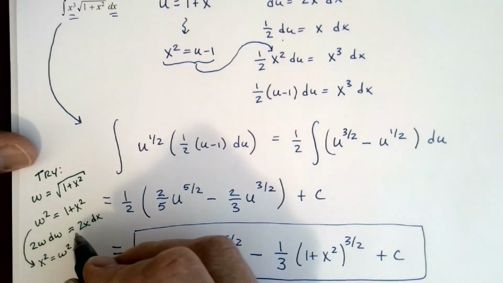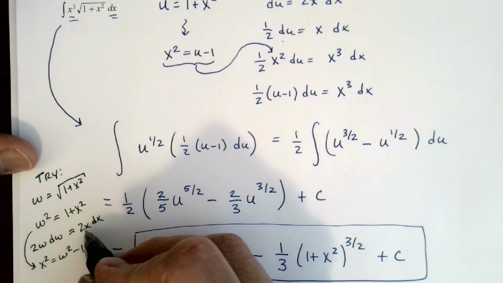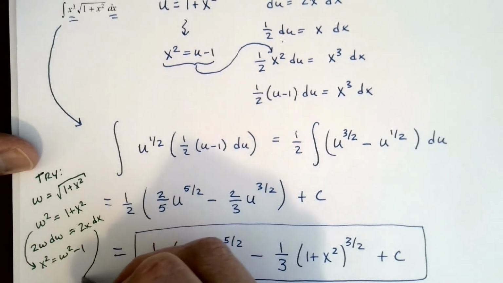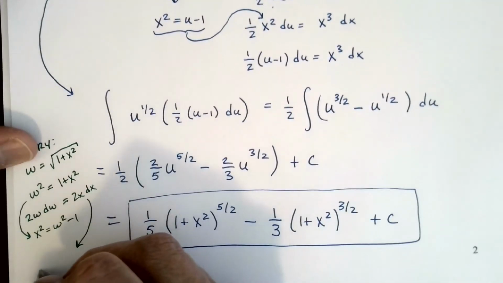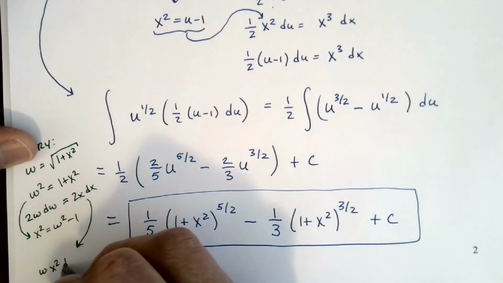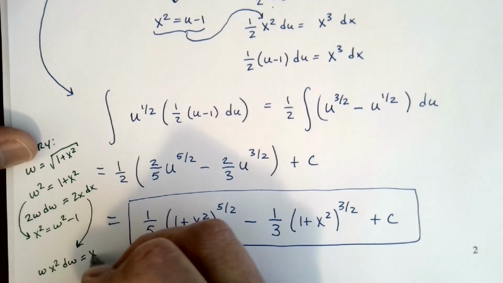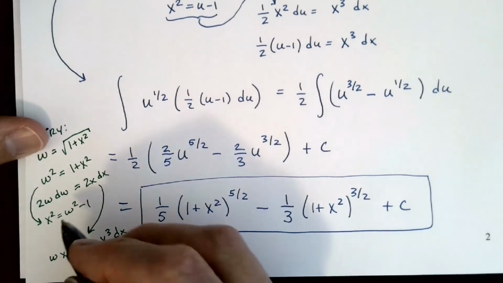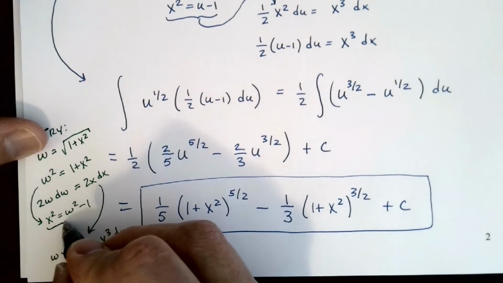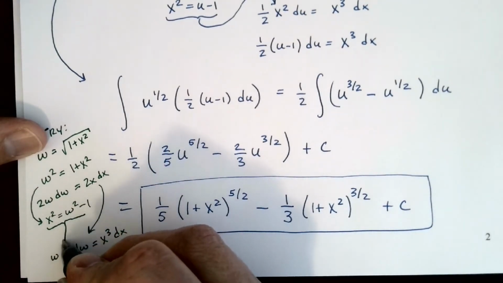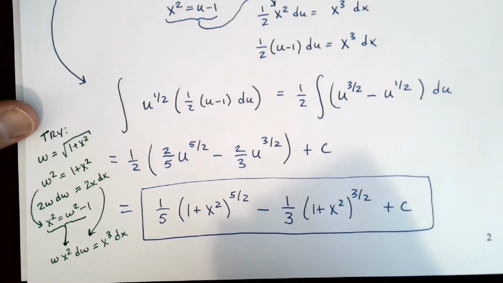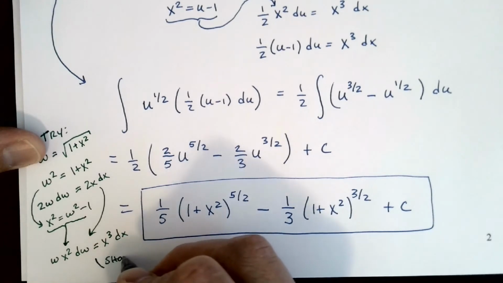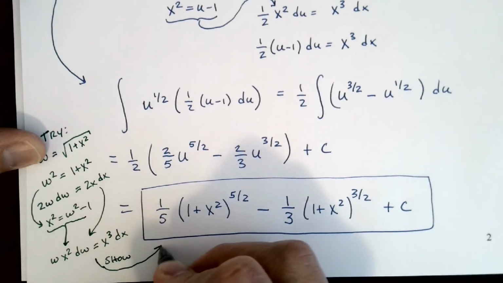And you need to get x cubed here. So if I multiply both sides by x squared, I can divide by 2. So this thing becomes w x squared dw equals x cubed dx. Right? And then the x squared you want in terms of w here will be w squared minus 1. So try that and then show that you get back to the same thing.